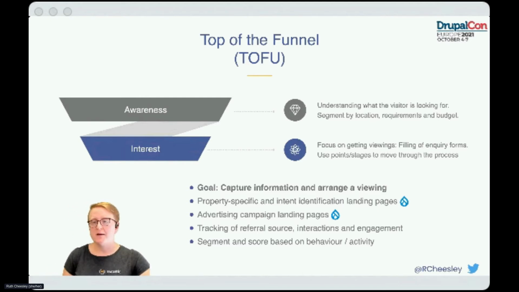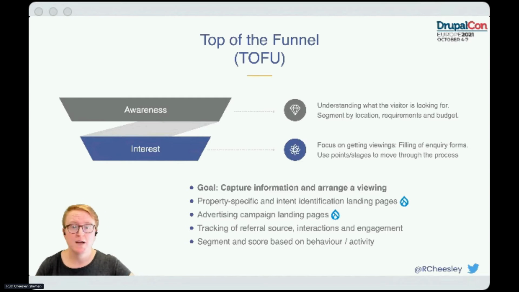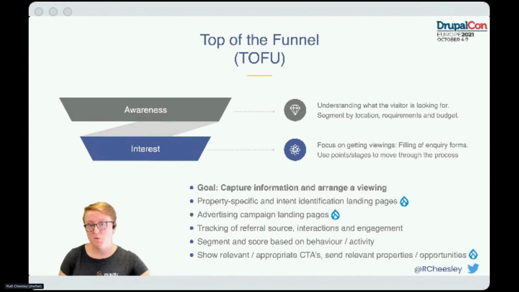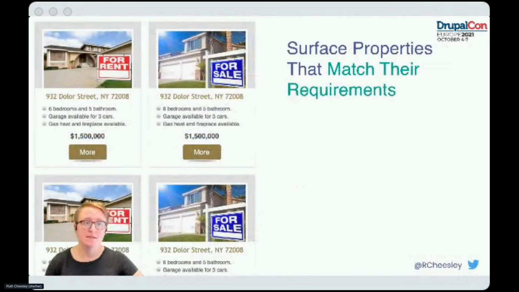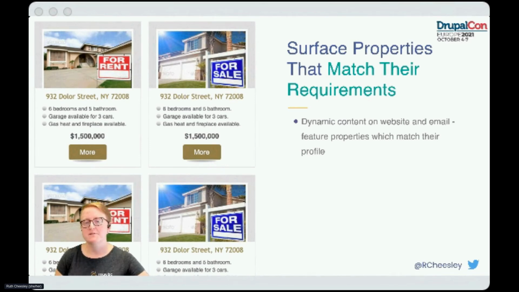And we use all of this information to show relevant and appropriate calls to action, to send them relevant properties when we communicate with them, perhaps by email, and also to make sure that we're understanding what they're looking for. So an example of how we might do this is surfacing properties in their emails that match the requirements. We can also use dynamic content on the website to change out areas of the website based on what we know about them. For example, we can say if they're in this segment, show this content. If they're not in this segment, show this content.